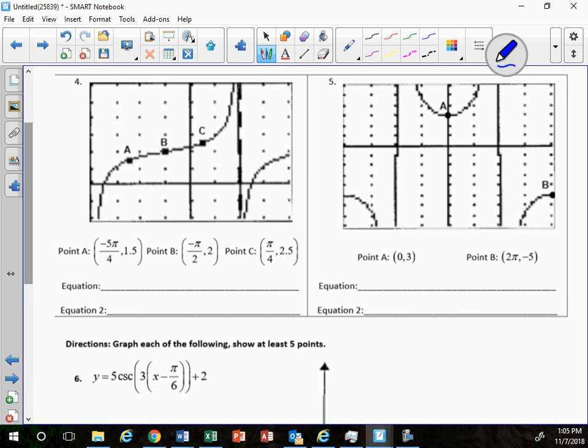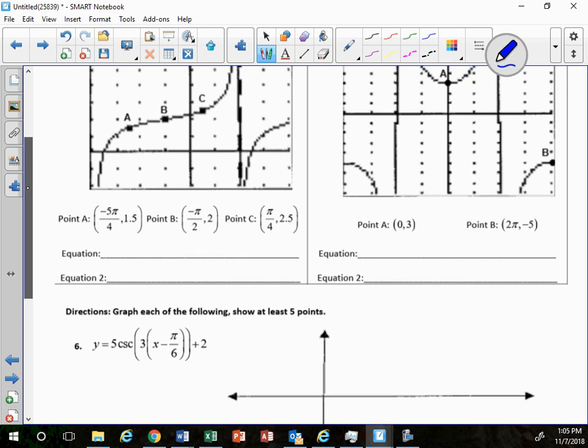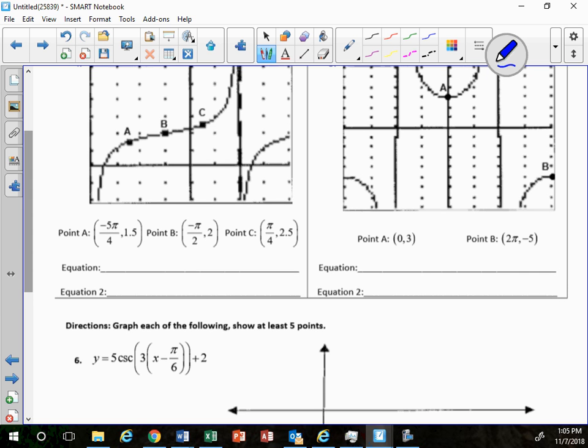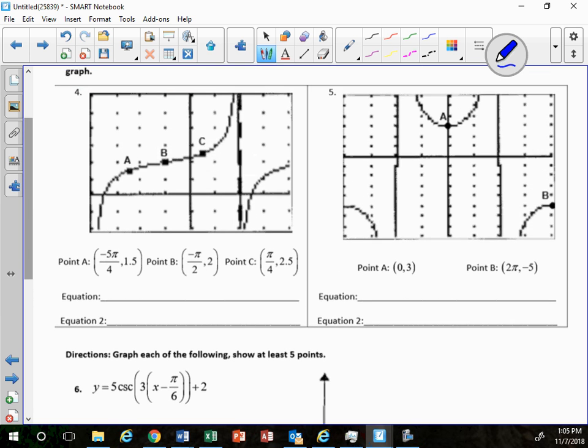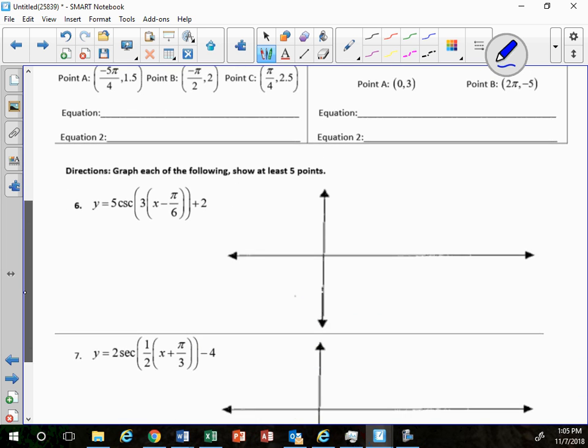So for 4 and 5, you are writing the equations of these graphs, and it says you can write 2 equations. Like for number 4, you could write it as tangent, or you could write it as cotangent. How would that be cotangent? Yeah, negative and flipping it, okay? So 5, you could write as secant or cosecant. And then 6 and 7, you've got to try to graph these.